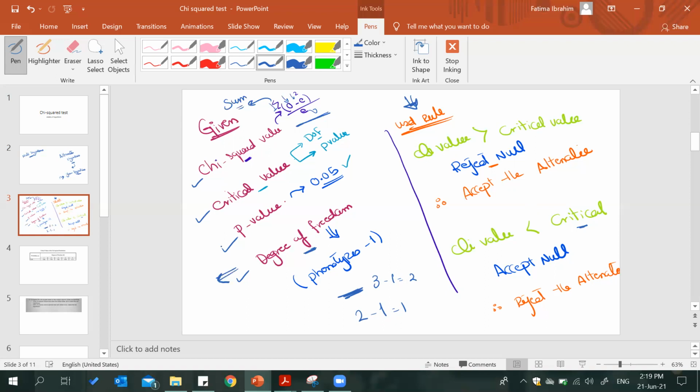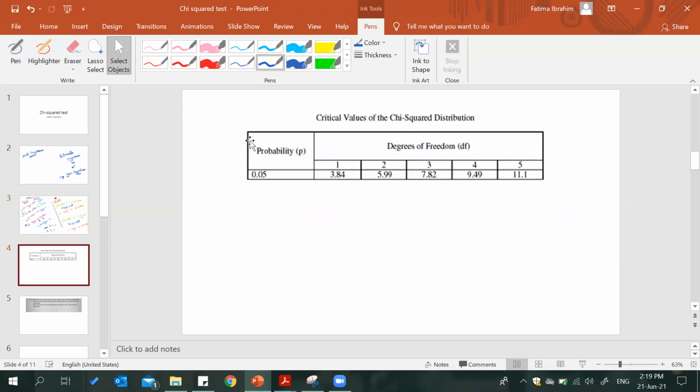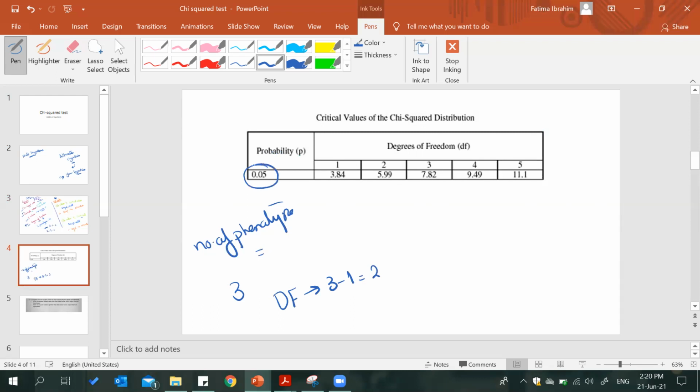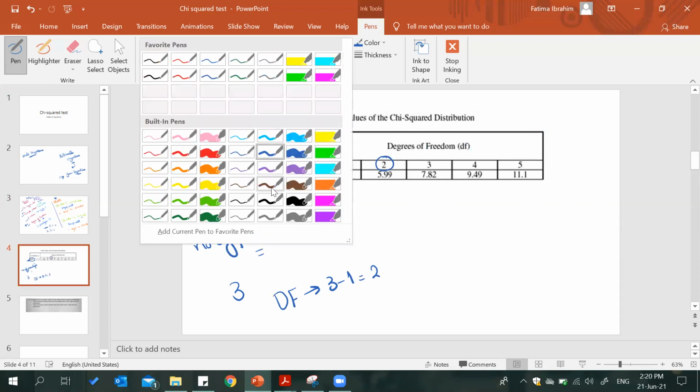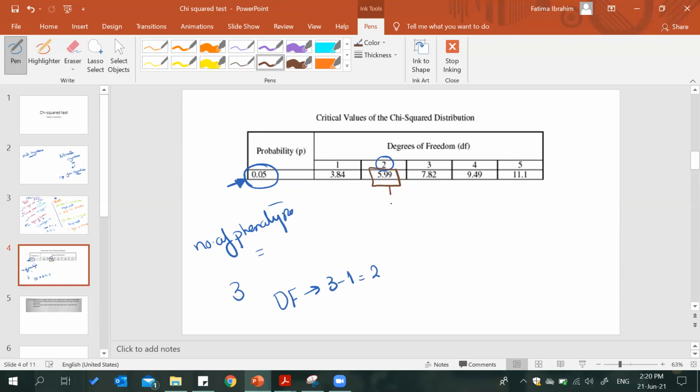Because if you get the degree of freedom, you are simply getting the critical value, using this table. So for example, if the number of phenotypes مثلا طلع عندي 3, I know that the degree of freedom equals 3 minus 1 equals 2. So here is the probability, and as I told you, biologists will always use this. So seek to find this probability. This is the only one we will be working with, 0.05. And the degree of freedom equals 2. So the matching critical value is 5.99.